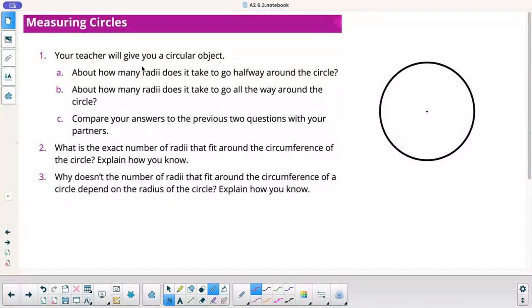All right. So if you were in class, I would give you some sort of circular object, and we would maybe measure a radius with a string and fit it around the circle. But I don't really have the ability to do that on here. But how many radii does it take to go halfway around the circle? So if I know my radius, let's just say my radius is 1, okay? The full circle circumference equals 2 pi r, okay?